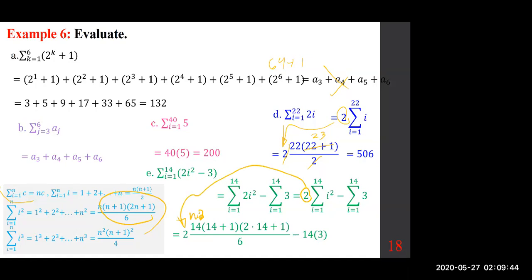2 times n, which is 14, times n plus 1, which is 14 plus 1, times 2n, that means 2 times 14 plus 1 over 6. And then minus this piece is 14 times 3 by the very first equation. Now, of course, I leave it for you. You can just calculate this. It's not a big deal. The 2 drops out. The 6 becomes 3. You just do the math. And it's a simple calculation resulting in the following answer.